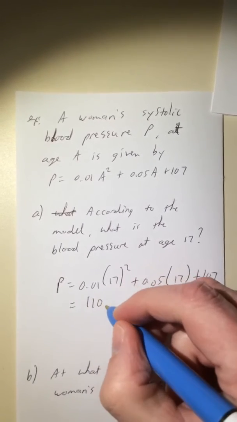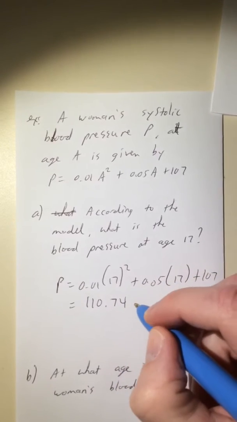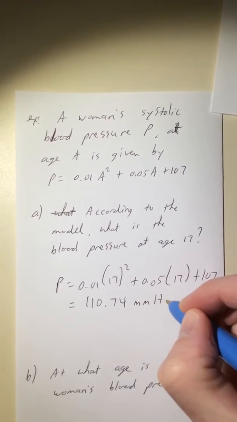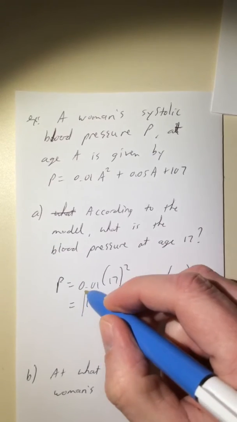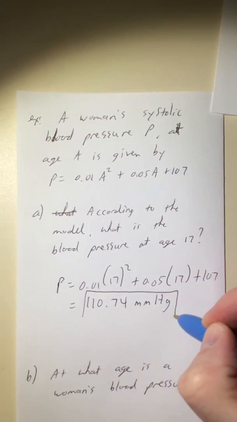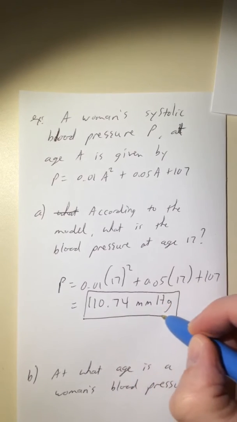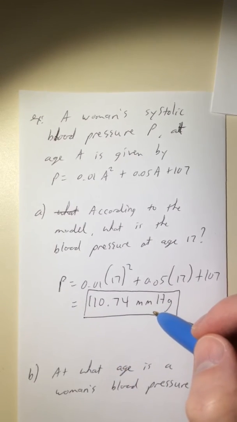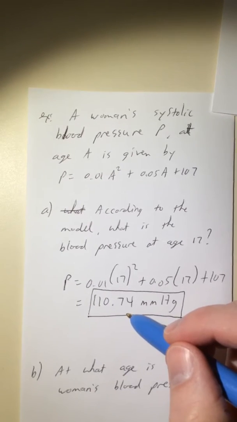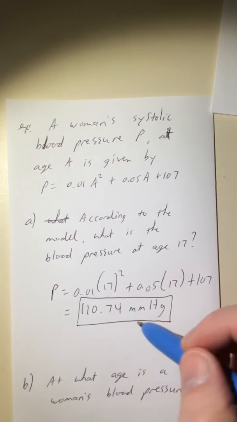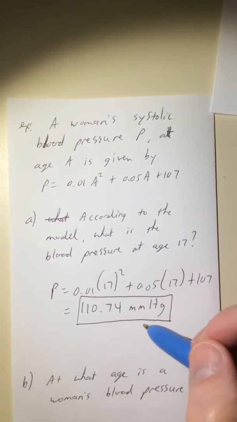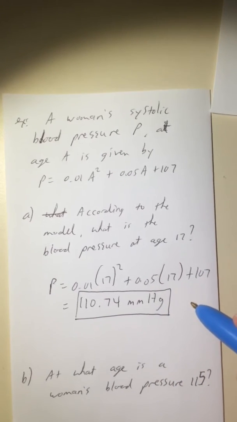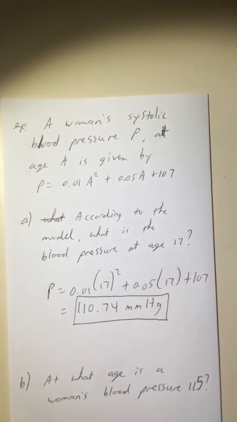By the way, that's actually millimeters of mercury, because back in the day, old school, they measured blood pressure by how much mercury displacement there was in a measuring device, and there it is, 110.74 millimeters of mercury. But that's not the way we do it anymore. We use our electronic blood pressure cuffs.